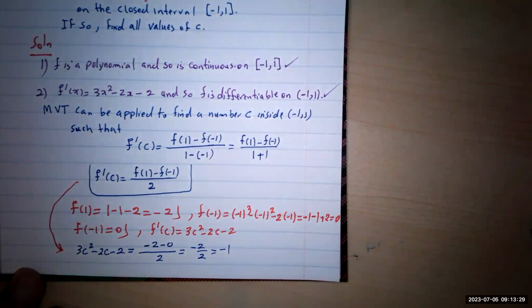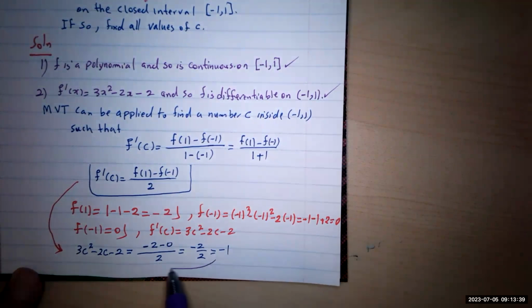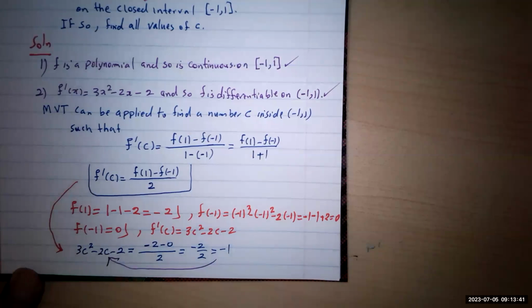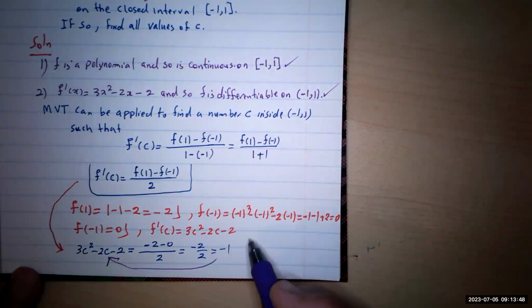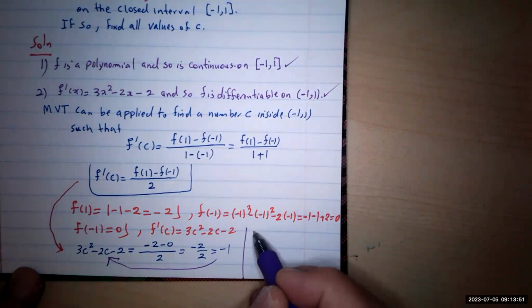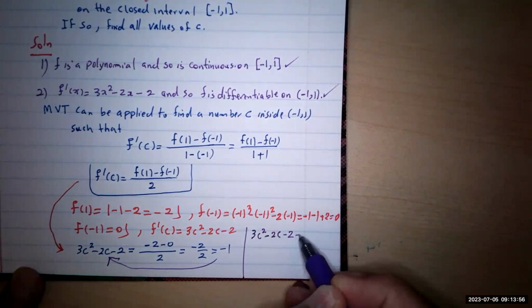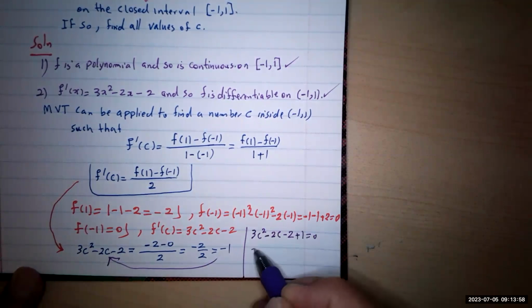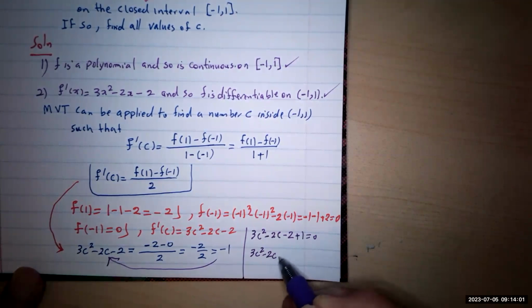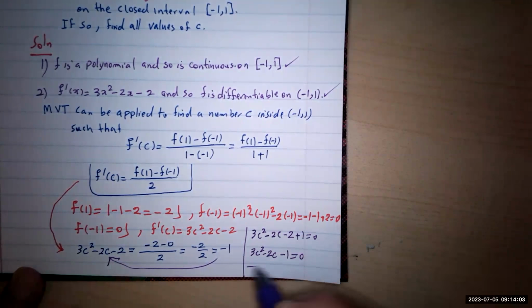Now you move this one to the other side and then decide how we're going to solve that equation. All the time you have to make it an equation first. So add it to this part to make the equation that you want to solve. The result is going to be 3c squared minus 2c minus 2 plus 1 equal to 0. So we get 3c squared minus 2c minus 1 equal to 0. You have to solve this equation.